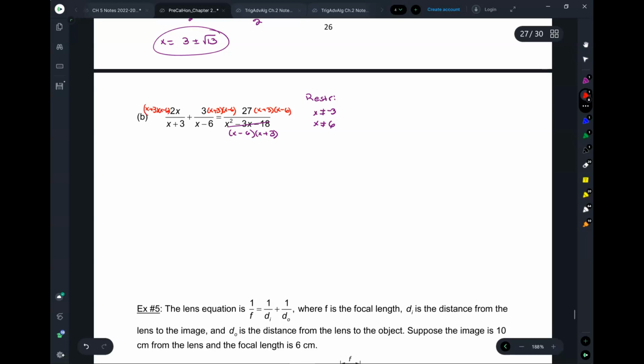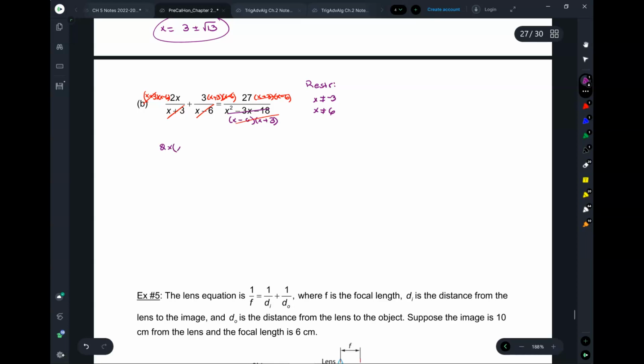Okay, so let's see what cancels. The first term, the x plus 3's will go away. Then the x minus 6's, then they both go away. Here's where you have to be super careful, because if you're not meticulous in keeping track of things, then you'll have missing or extra terms everywhere. Okay, so here we got 2x, x minus 6, plus 3 times x plus 3, equal to 27, distributing 2x squared minus 12x plus 3x plus 9 equals 27.